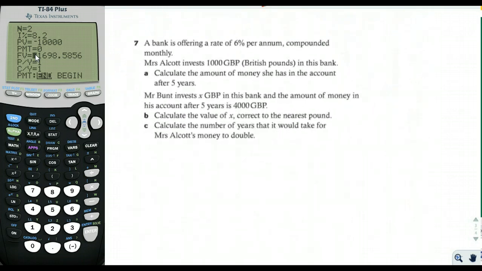Number 7, a bank is offering a rate of 6% per year, compounded monthly. So we'll write that down. I equals 6%. Compounded monthly, K would be equal to 12 compoundings per year. So K is the same thing as C divided by Y. Mrs. Alcott invests 1,000 GBP in this bank. Calculate the amount of money she has in the account after 5 years. So N is equal to 5, and present value is equal to 1,000. So we'll calculate that.